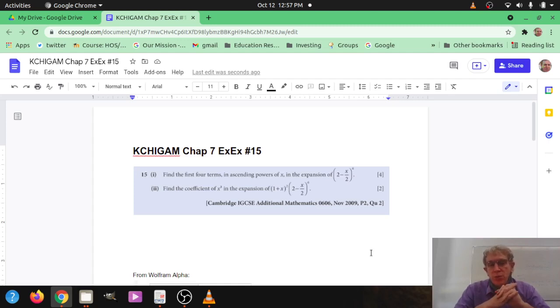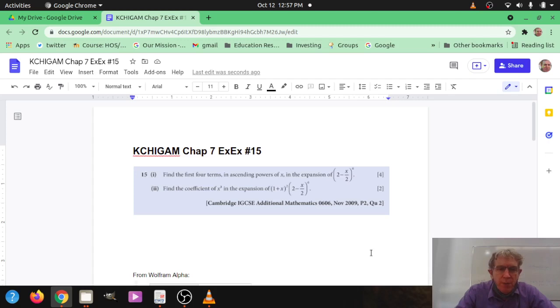So I'm going to show you how I would do this exercise, assuming I were connected to the internet, which is a pretty fair assumption these days, okay? So let's just read it first and understand the question. Find the first, so notice that it's in two parts. The first part is 4 marks, and the second part is 2 marks.